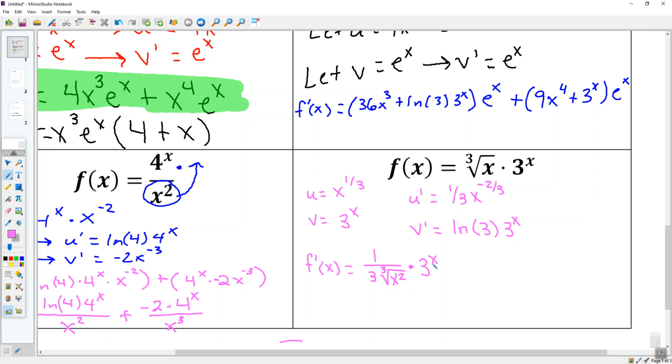Now, if I wanted to, could I put that 3 to the x up top here? Yeah, I could. Okay, I'm going to leave it that way for now. Plus uv prime. Let's see, that x to the 1/3 for u. Could I write that as cube root of x again? Times what? Times the natural log of 3 times 3 to the x.